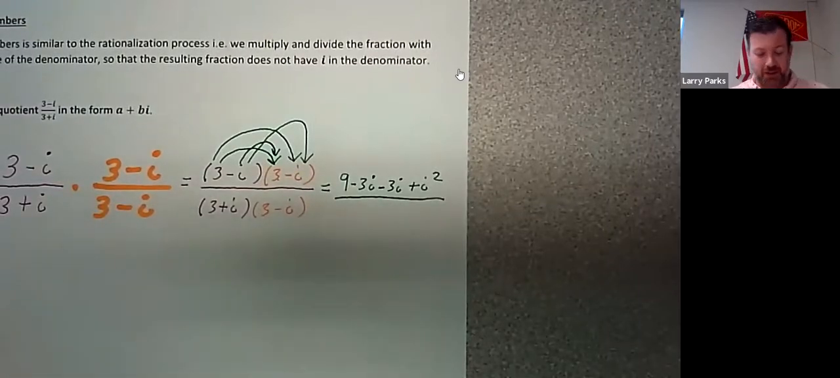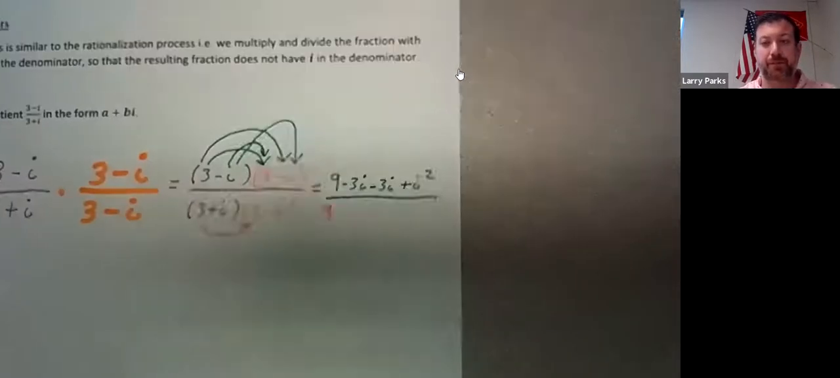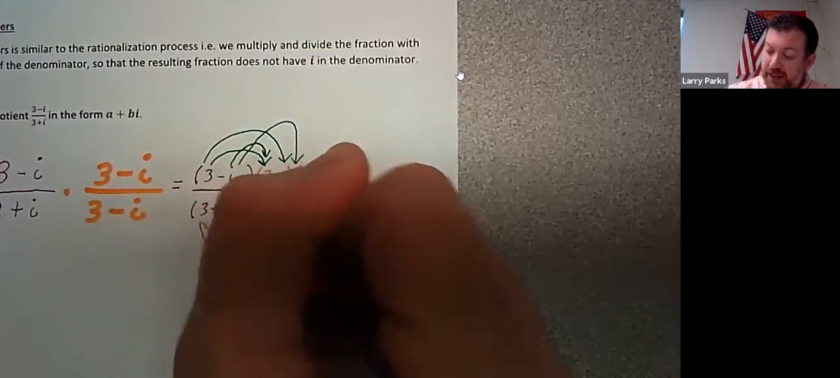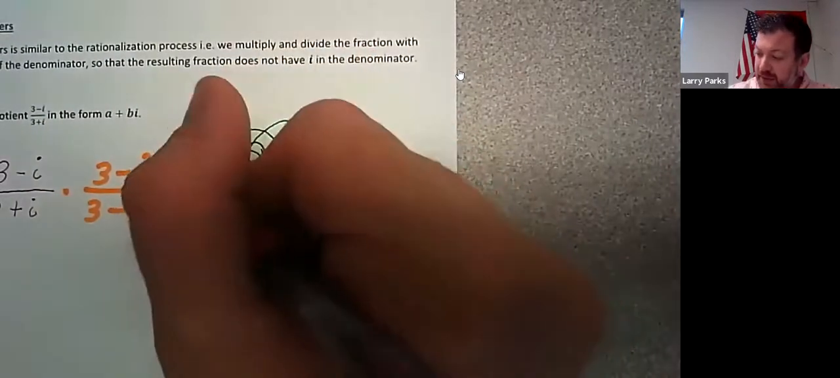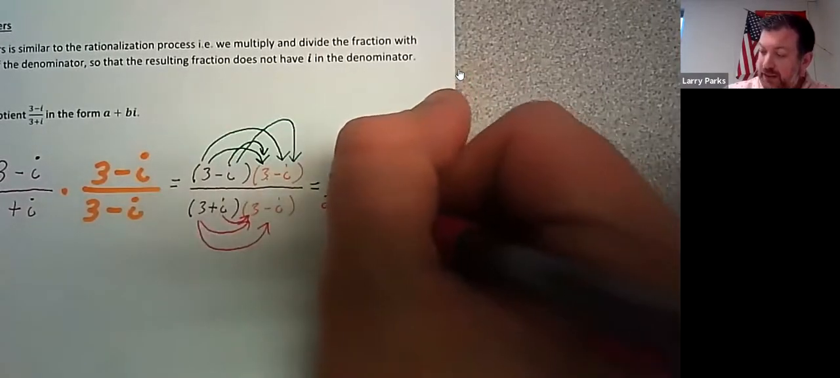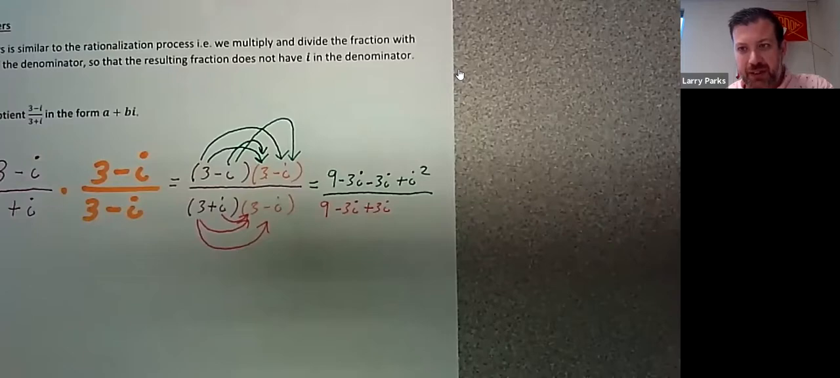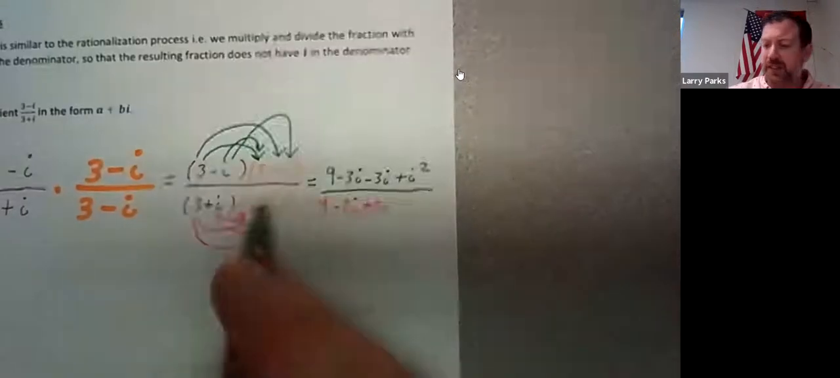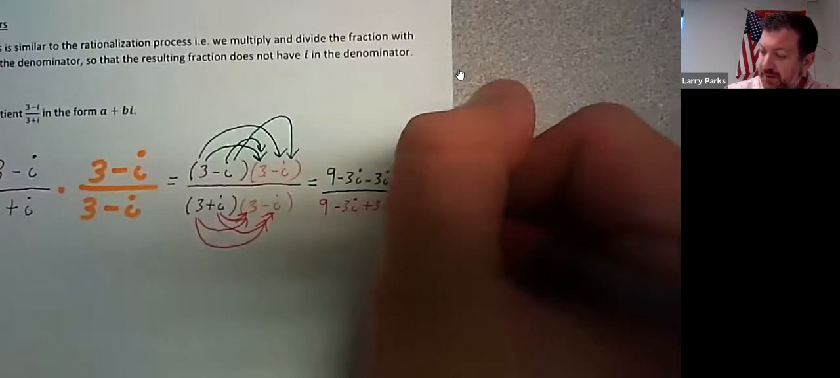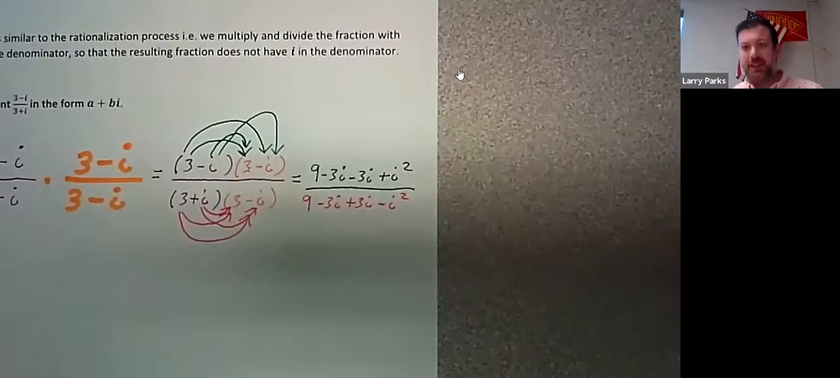And then here, in the denominator, if I multiply, 3 times 3 is 9. 3 times negative i is negative 3i. And then i times 3 is 3i. Notice those i's are going to cancel. Why do they cancel? Because we multiplied by the complex conjugate. That's what's nice about the complex conjugate. And then I times negative i: positive times negative is negative. And then i times i is i squared. Oh boy, now let's see what happens.